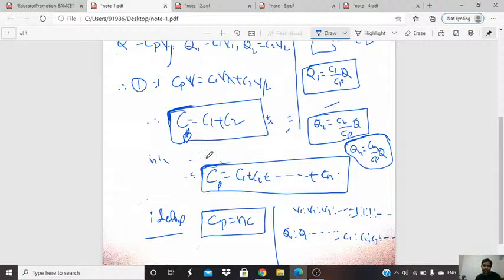This is about parallel. And now see, finding the equivalent capacitance in series and parallel combination is very important. So how can we find, we will discuss in the next class tomorrow.